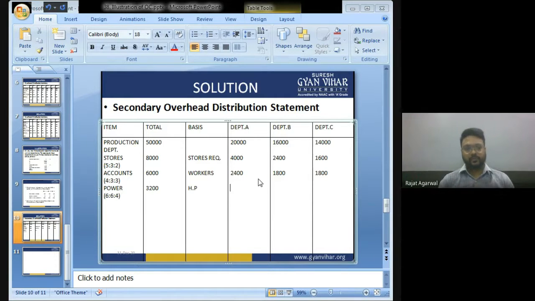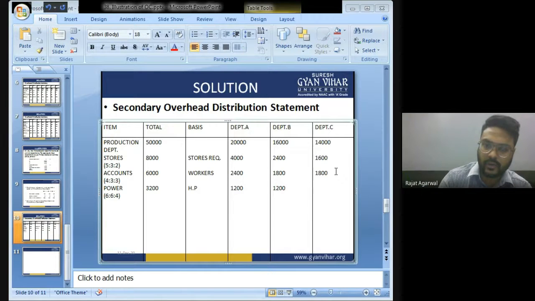Now, 3,200 divided by 16 into 6. 1,200, 1,200, 800.